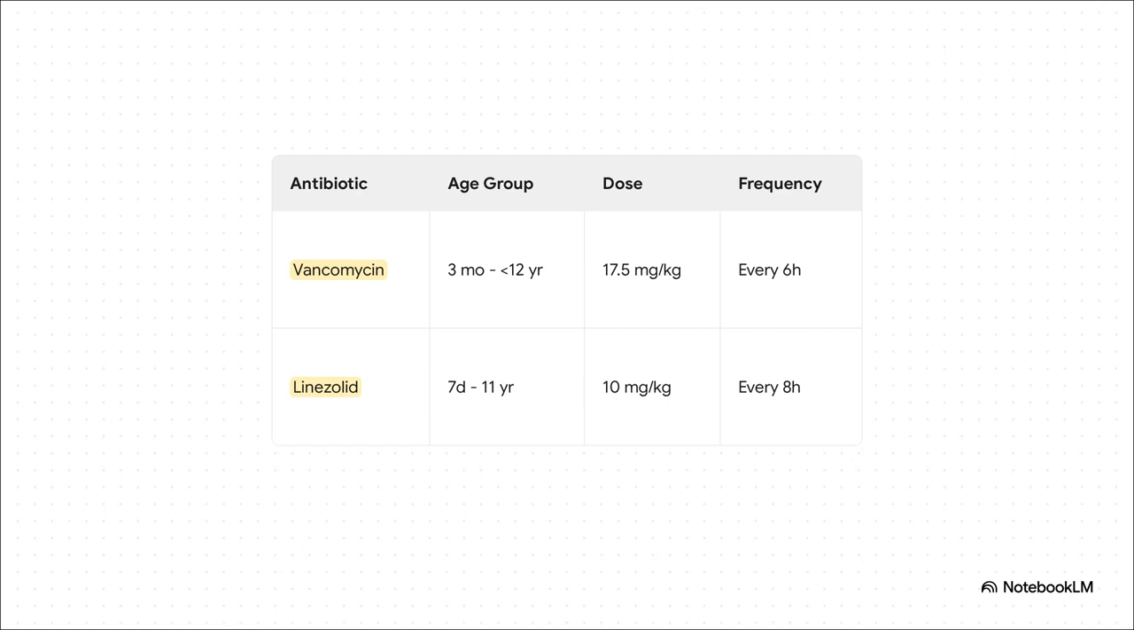And when it comes to kids, you have to throw the adult playbook out the window. Kids are not just little adults. Their metabolism is completely different. They clear these drugs much faster. So you can see here the dosing has to be more frequent. Vancomycin might be every 6 hours and linezolid every 8 hours for the little ones. You absolutely have to consult pediatric-specific guidelines for these patients.